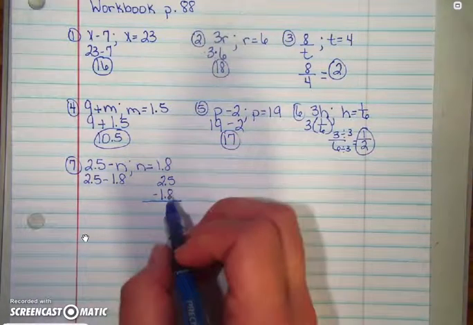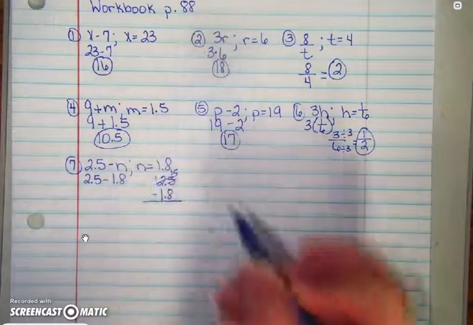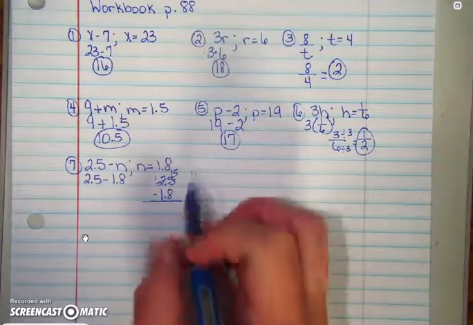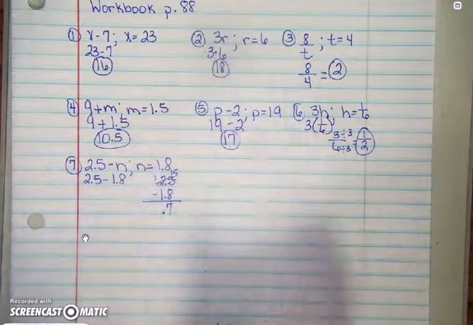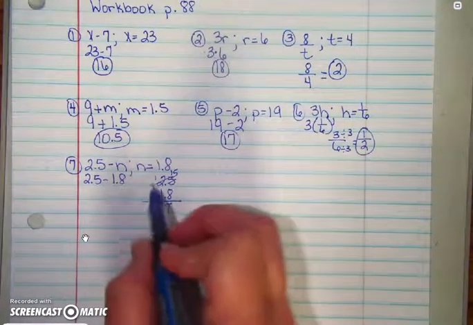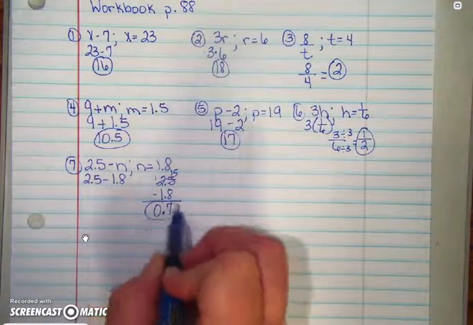When I subtract, I'm going to have to borrow and make that a 15 and make this a 1. And so 15 minus 8 is 7. We're going to bring down our decimal, and we have 7/10. So 1 minus 1 is 0. So 7/10 would be our answer.